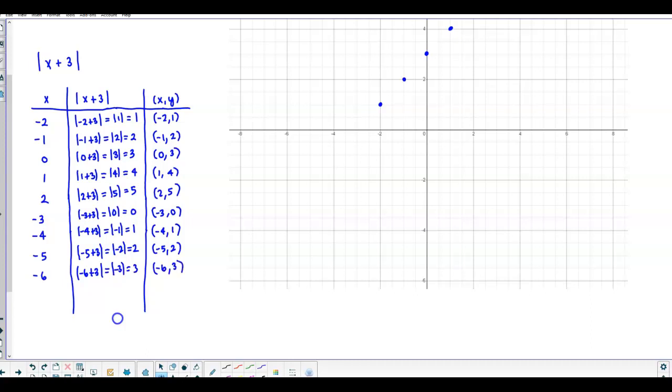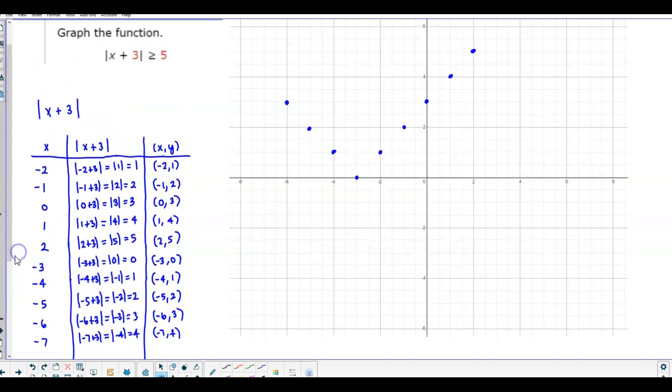So let's go ahead and plot those points. We have negative 3 and then 0. We have negative 4 and then 1. We have negative 5 and then 2. And then we have negative 6 and 3. And then if we went one more, the absolute value of negative 7 plus 3 gives us negative 4. That gives us positive 4. So that's negative 7 and then positive 4. So here's negative 7 and then positive 4.